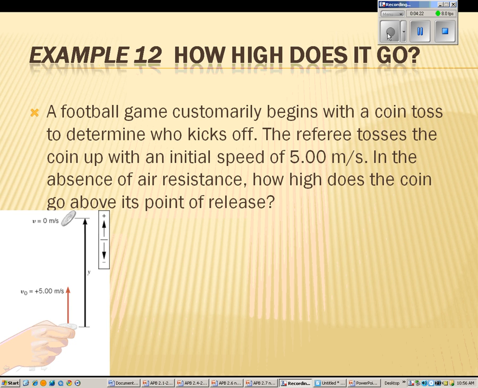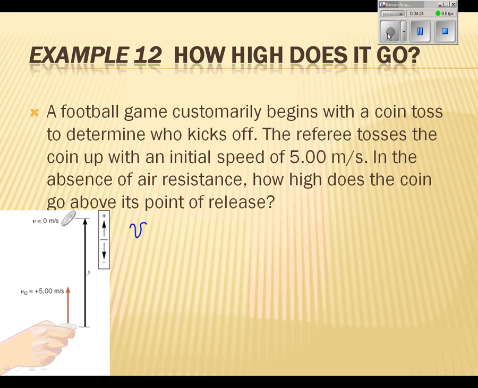So I typically would want us to write down our givens here. We say the initial velocity is 5 meters per second. The final velocity we know is 0 meters per second because we're going up to the very top here. Our acceleration we know, I'm going to use negative 10 meters per second squared. You can use either negative 9.8 or negative 10. And we want to solve for delta y, how high it goes.